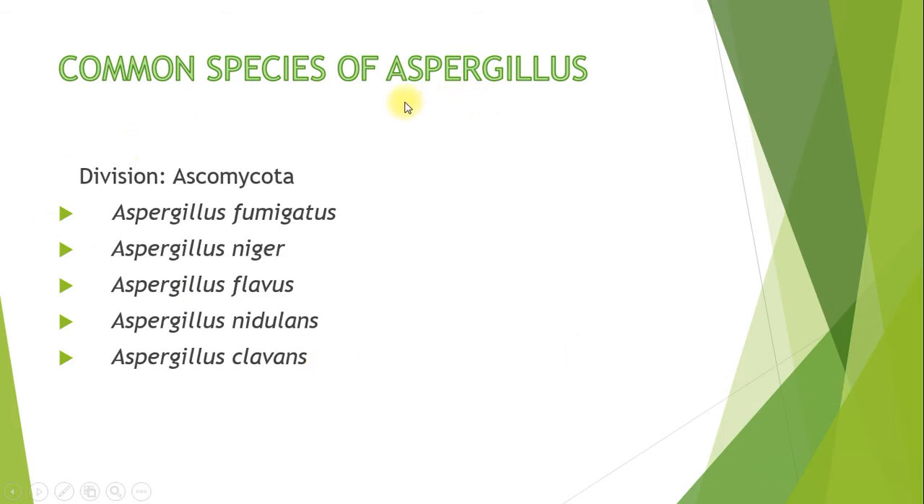The Aspergillus fungus is classified in division Ascomycota. The important species are Aspergillus fumigatus, niger, flavus, nidulans and clavatus.